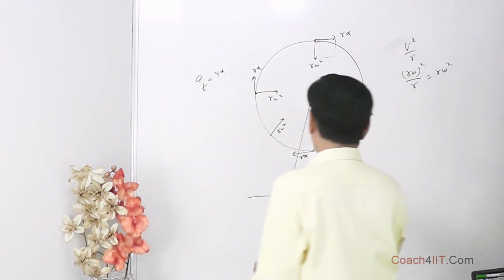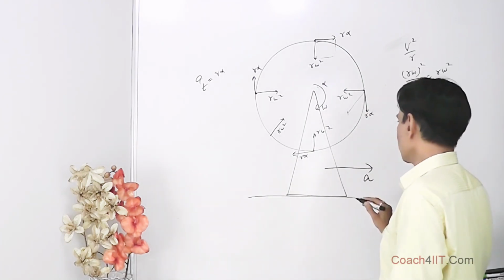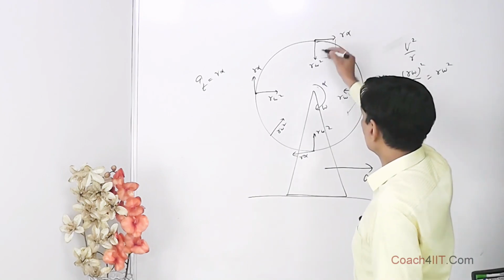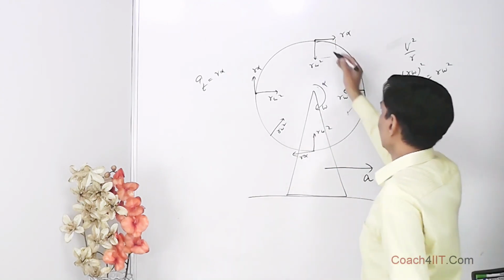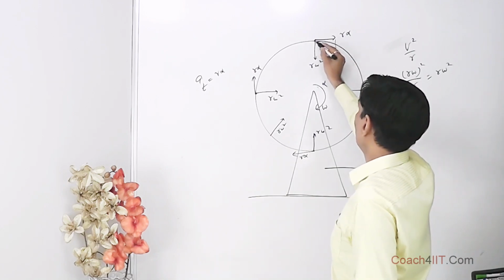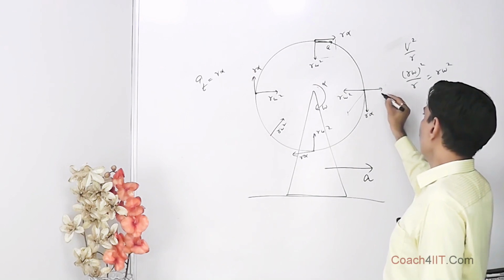Now what if this mount also starts moving in this direction with acceleration A? In addition to all these accelerations, we add one more acceleration. This will be there, this will be there, and in addition to this, A will also get added up.